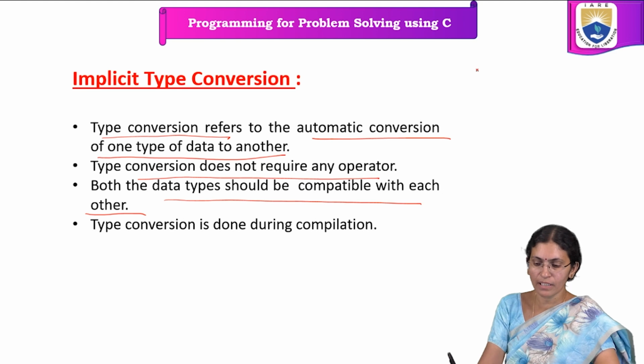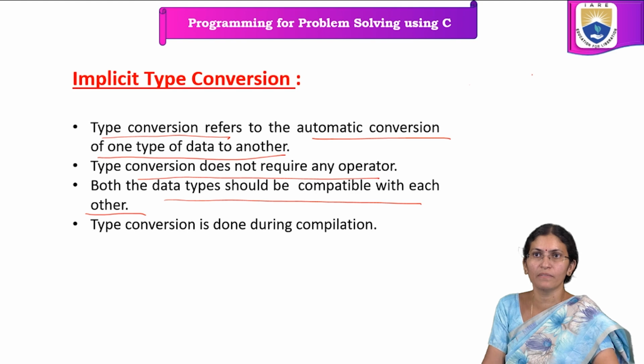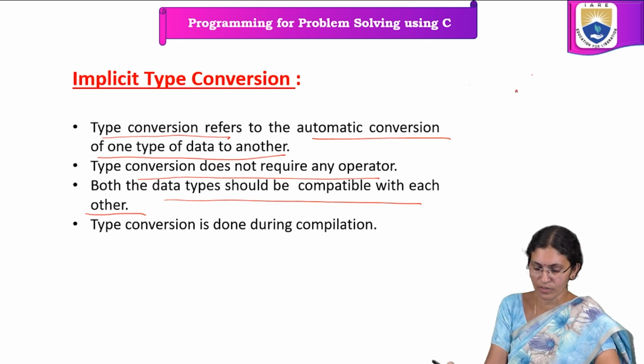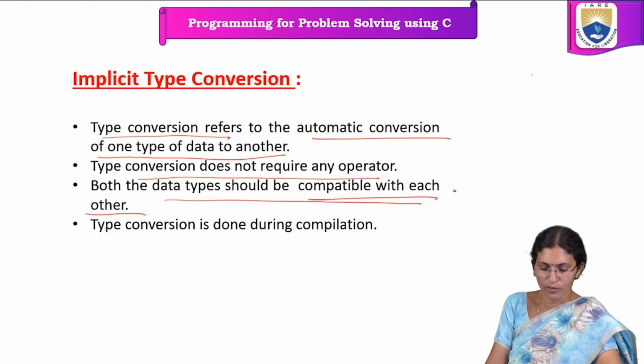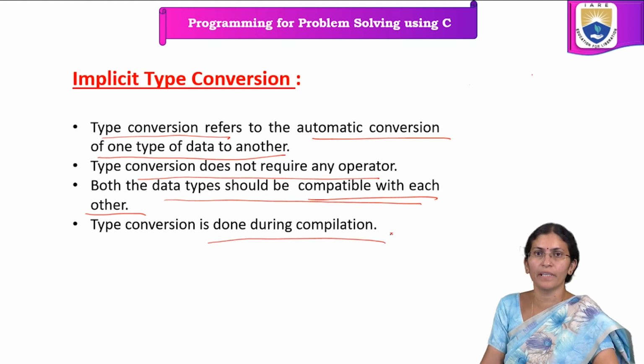Compatibility: short and int are both compatible. Character and integer are compatible. Float is compatible with other float values. Double is compatible with double values. In this way, compatibility works. Type conversion is done during compilation itself.